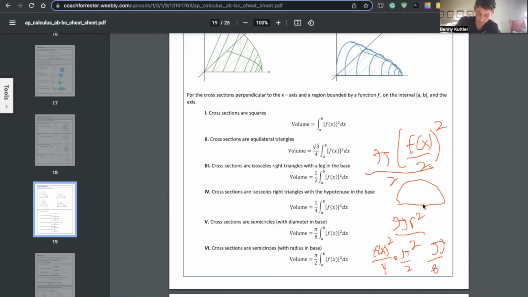Oh, wait, sorry, this right here is not pi squared. That's just the 2 from earlier. I'll erase it so it's not confusing. So pi over 8 is our coefficient. So now it's going to be this formula here, pi over 8 times the integral of that squared.